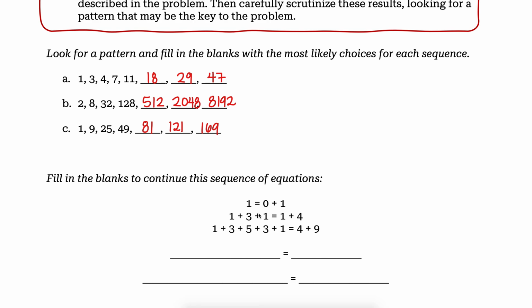So on the left side, I think that one might be the easier pattern to continue. We're going to do 1 plus 3 plus 5 plus 7, and then go back down, plus 5, plus 3, plus 1. So here we have odd numbers. And then the next one would go up to 9. 1 plus 3 plus 5 plus 7 plus 9, and then back down.